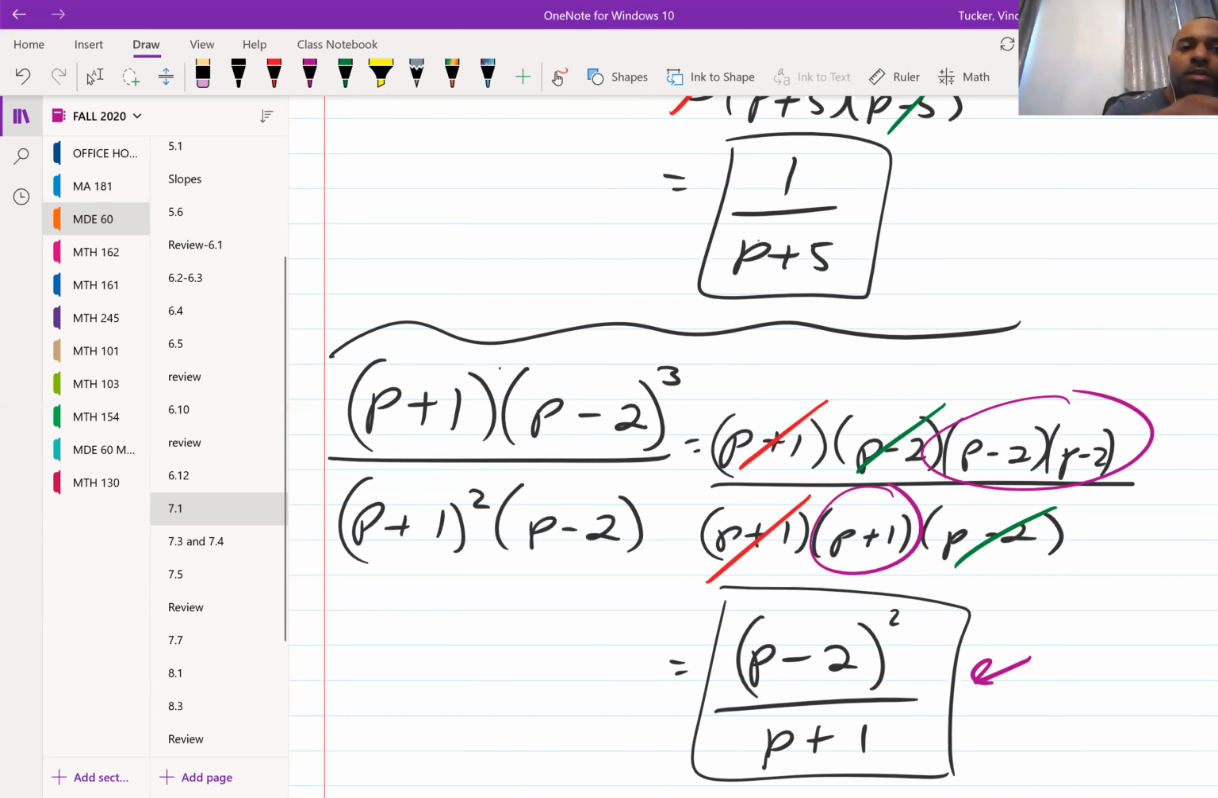All right. So the premise of 7.1 is that you're factoring the numerator out completely, factoring the denominator out completely. Then you're going to cancel out what's in common with the top and the bottom. Now 7.2 does the exact same thing, except it adds multiplication and division. So it pretty much adds one more step to the process.